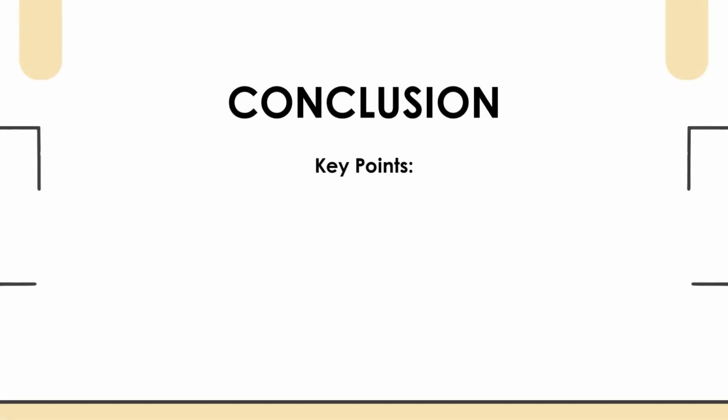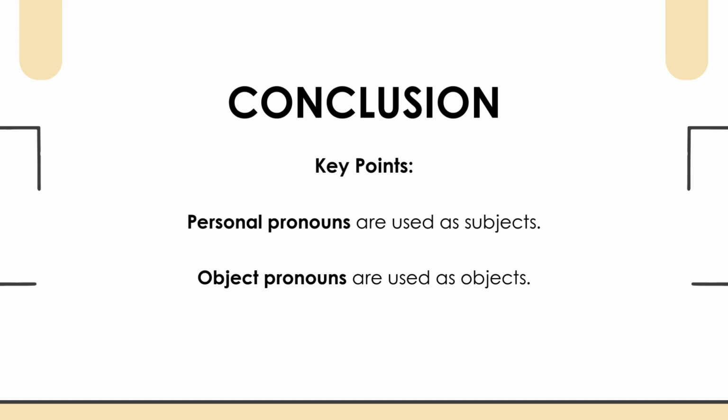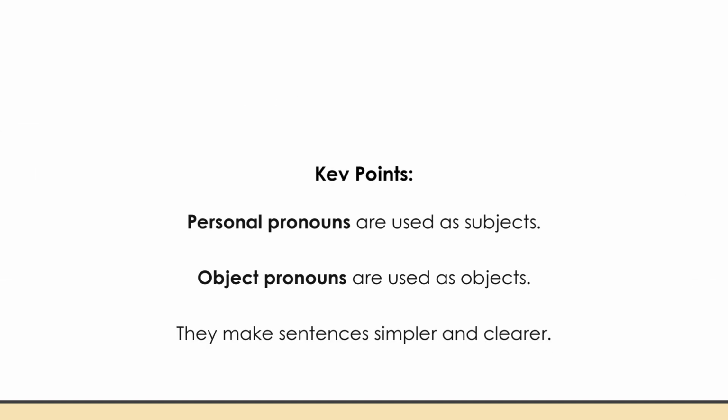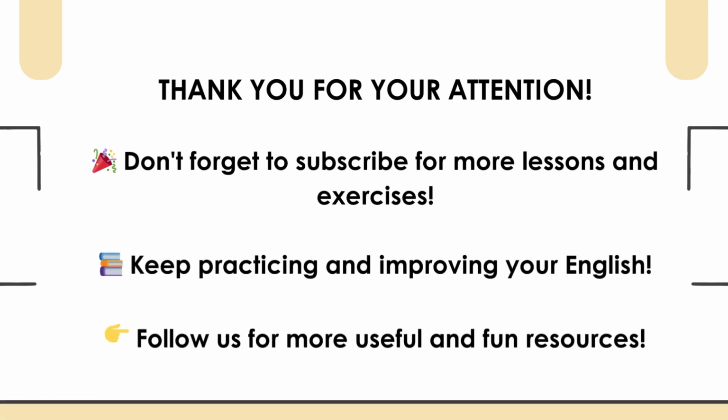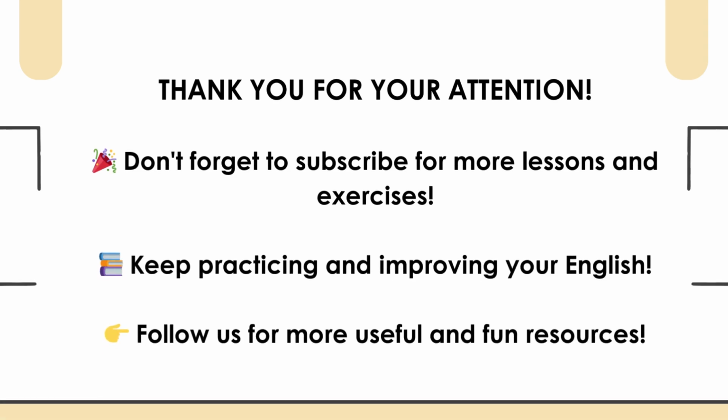To conclude, remember, personal pronouns are used as the subject of a sentence, while object pronouns are used as the object. Using pronouns makes sentences simpler and easier to follow. Thanks for joining this lesson on personal and object pronouns. Remember, learning English takes practice, so keep going.